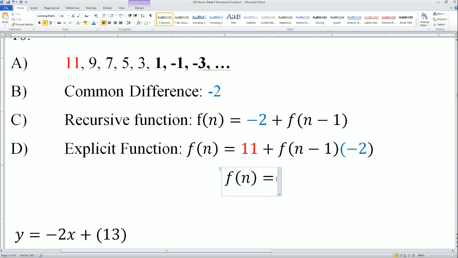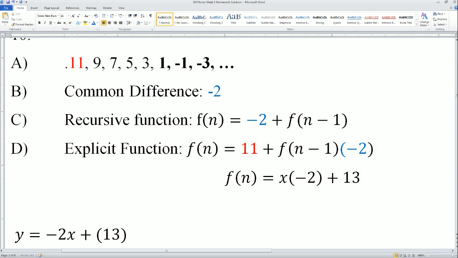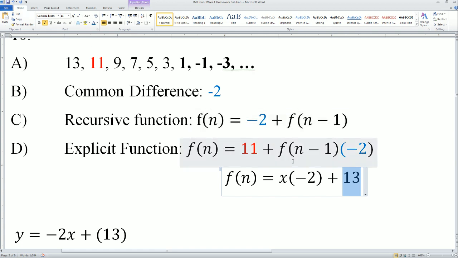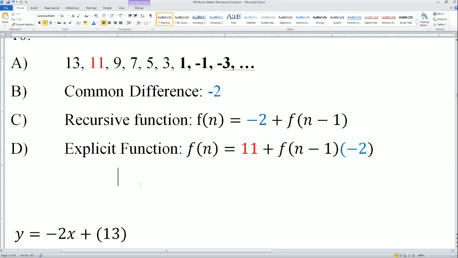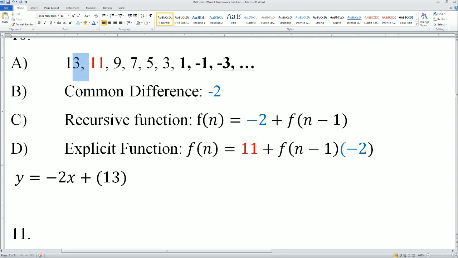So here, f of n is equal to, let's do some commutative property, n minus 1, negative 2 plus 11. Okay, good. This is going to become x because it's going to go up to the next term. This is going to go to 13. The reason why is because the prior value here is 13, which is the 0th term. That is how I got that. So do you see how it matches exactly with the linear equation y equals mx plus b? That's just if you would like to see how it's basically the same answer.